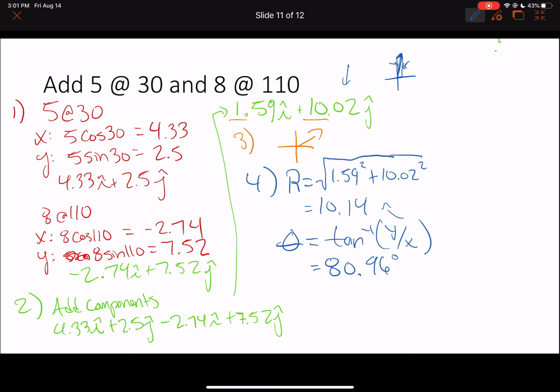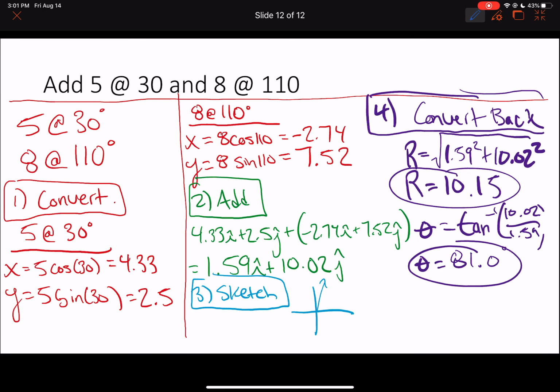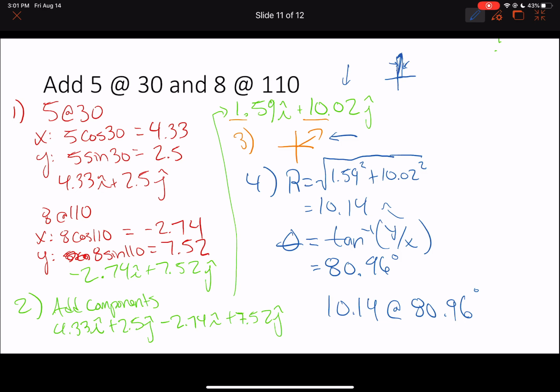And I need to check this answer. Do I need to do anything to it? Well, I'm in the first quadrant, and so no, I don't need to do anything to it. And so my answer is 10.14 at 80.96 degrees. I'll check it with this one. I got the same answer here, except I think I rounded more here, but about the same answer, and I would take both. And if you have issues with Quest at all with this, let me know.